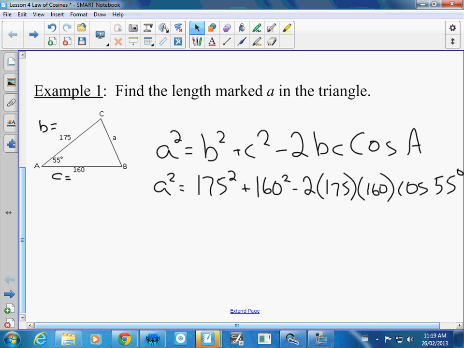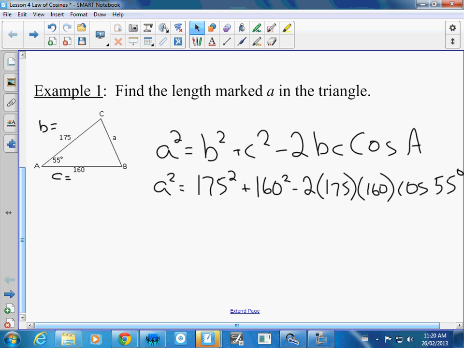What rules are we taking into play here? You've got to remember your rules of BEDMAS. So brackets, exponents. So anything with exponents: this 175 squared, should it be done first? What about this 160 squared? Should it be done first? And look at all this multiplication here. And what separates these two things? Addition and subtraction. So what are the last two things you're going to do?